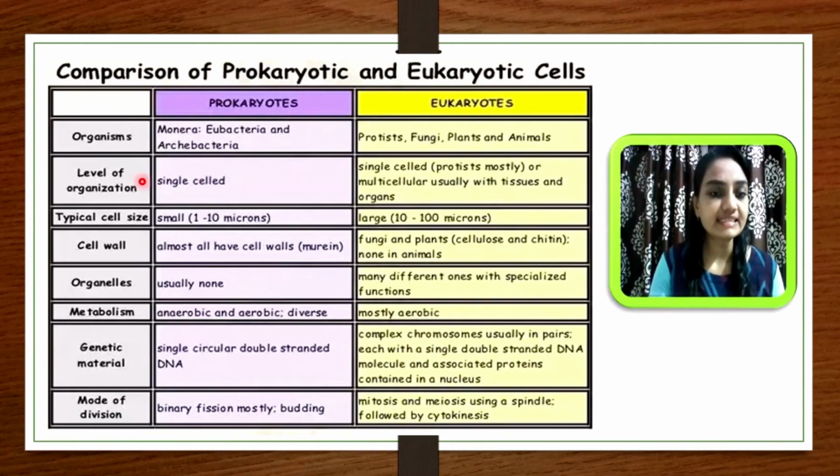Now next is the level of organization. Here you will see all prokaryotic cells are made up of only a single cell.